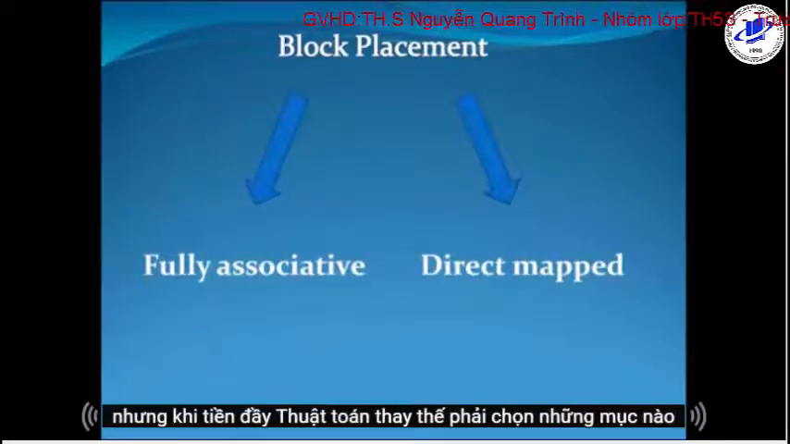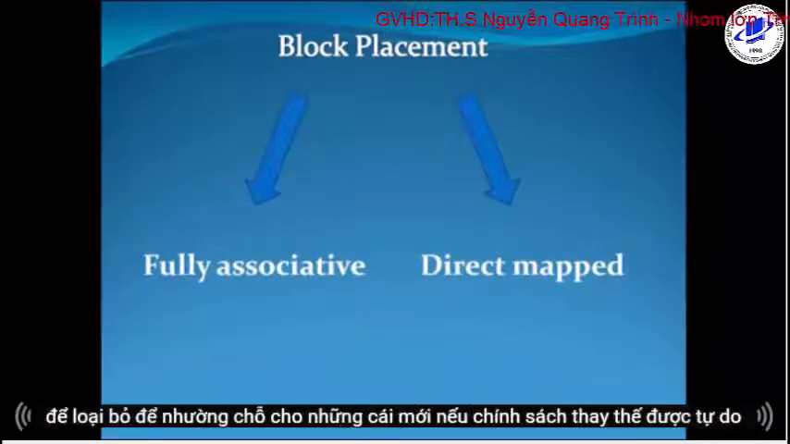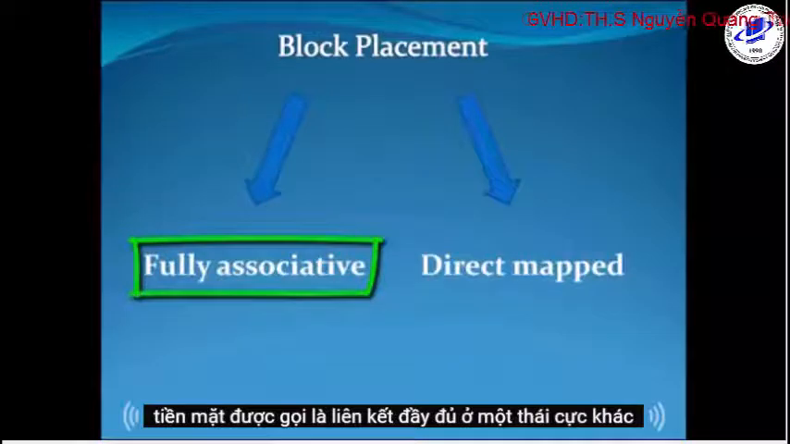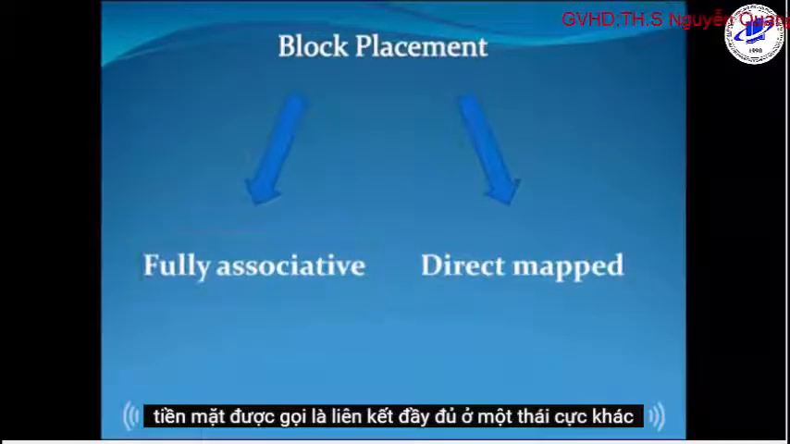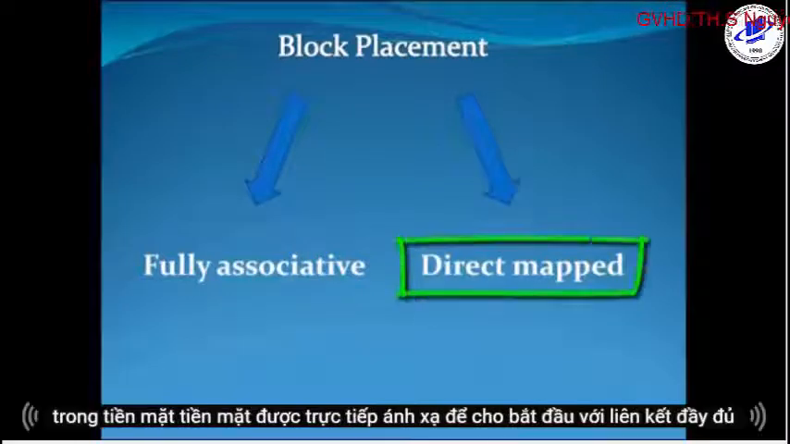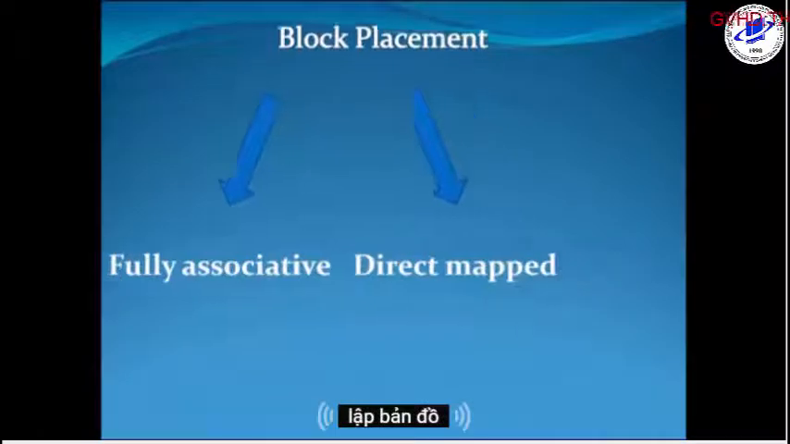But when the cache is full, a replacement algorithm must choose which items to discard to make room for the new ones. If the replacement policy is free to choose any entry in the cache to hold the copy, the cache is called fully associative. At the other extreme, if each entry in main memory can go in just one place in the cache, it is direct mapped. Let's begin with fully associative mapping.